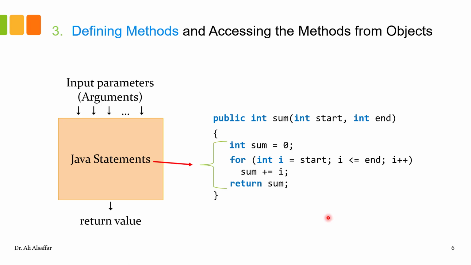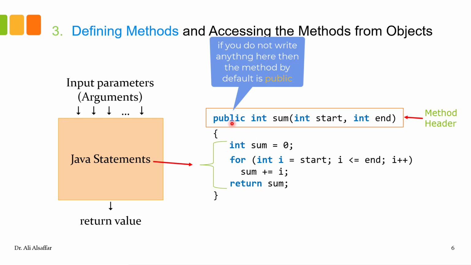As a typical example of a Java method inside a class, this is an example of a method. First, this is the collection of the Java statements. They are surrounded by curly brackets, and every method must have a header. It's called the method header, and this will represent the title of the method.